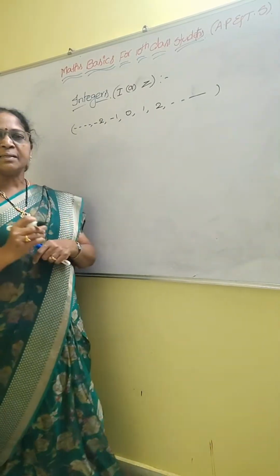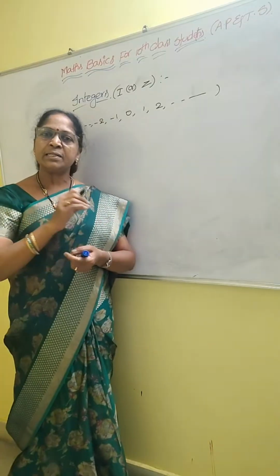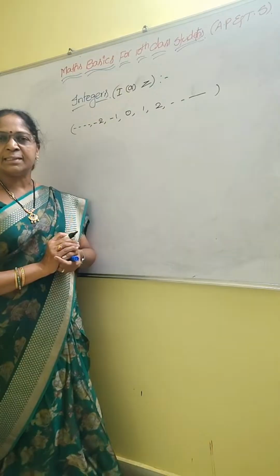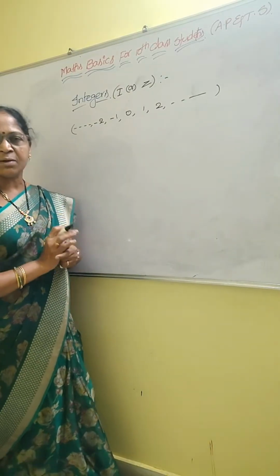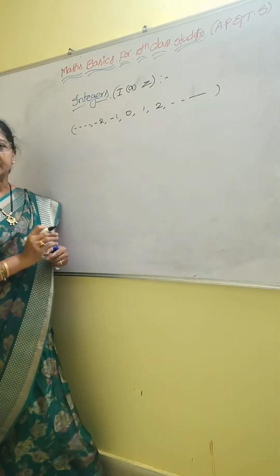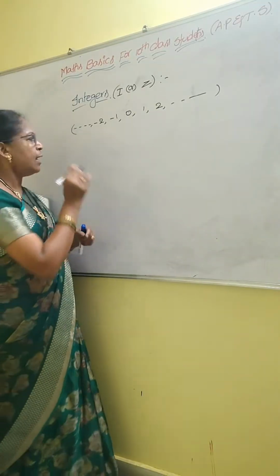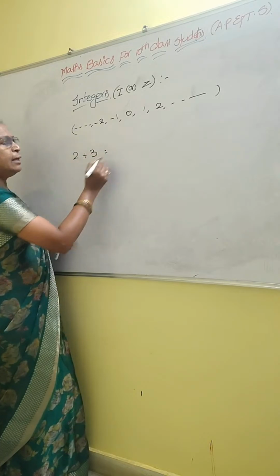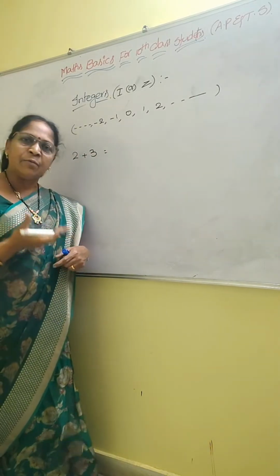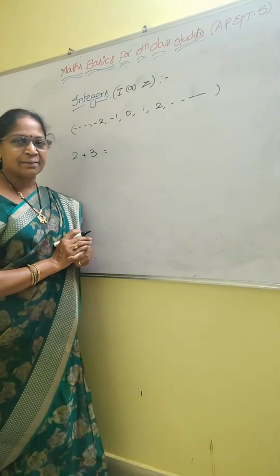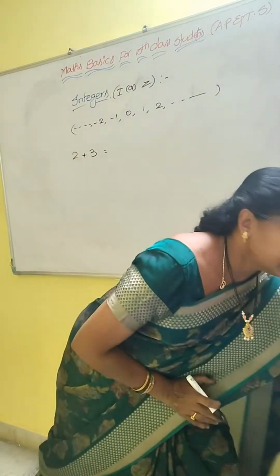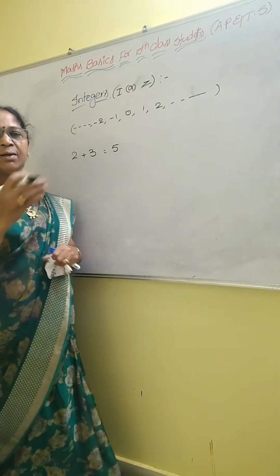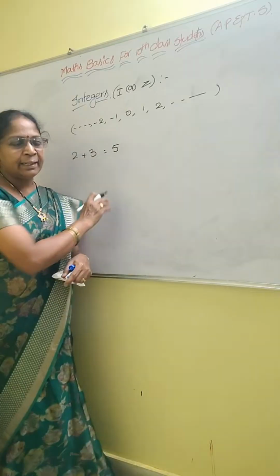In integers, the main basic fundamental operations we learn are addition of integers, subtraction of integers, multiplication of integers and division of integers. In addition of integers, I need just one example here. Suppose 2 plus 3. This we already know. Can anyone say the answer? Yes, 2 plus 3 equals 5. Anyone can say this, because we learned this already.